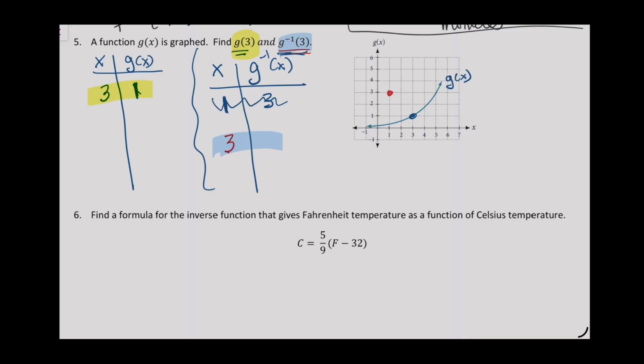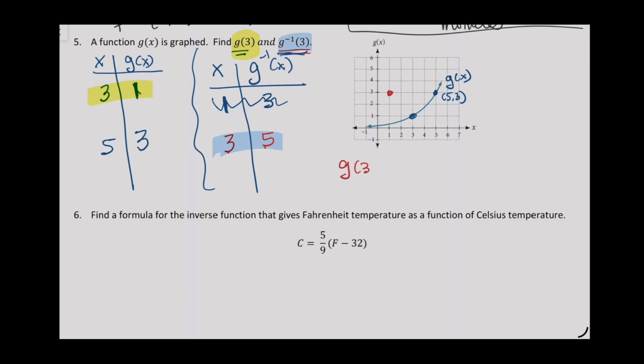Let's see, if it's the input for the inverse, then it's the output for the original. So when does the original function have a value of 3? Well, that's here, (5, 3). So that means in the inverse, it's going to be (3, 5). Okay?